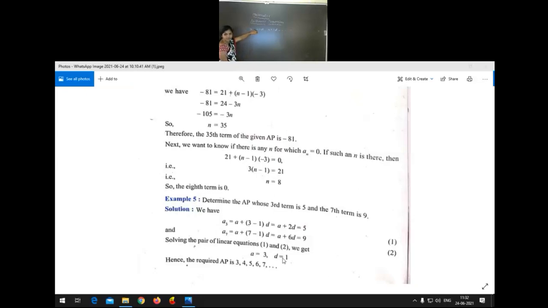Then we need the second term. To get the second term, what do we have to do to the first term? We have to add the difference to the first term. So that is 3 plus the difference, which we got as 1. Next, how to get the third term? A plus 2D. That is, A is 3 plus 2 into the difference 1, and so on. Now, the first term is 3. The second term is 3 plus 1, which is 4. The third term is 3 plus 2 into 1, that is 3 plus 2, which is 5. So our AP is 3, 4, 5, and so on up to infinity. Got the idea of this problem, students?